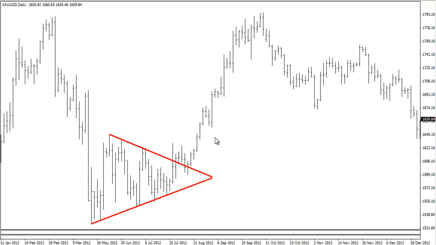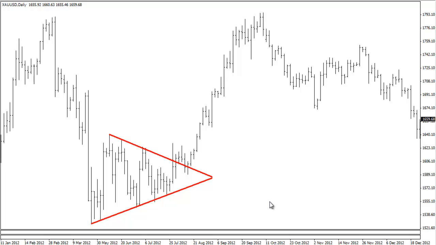Move over to gold here, we can see this symmetrical triangle, several touches to the lower part of the triangle, several touches to the upper part, and it's the close outside here that gave us the entry into the marketplace, the close outside the triangle, which then resulted in a very healthy profit.